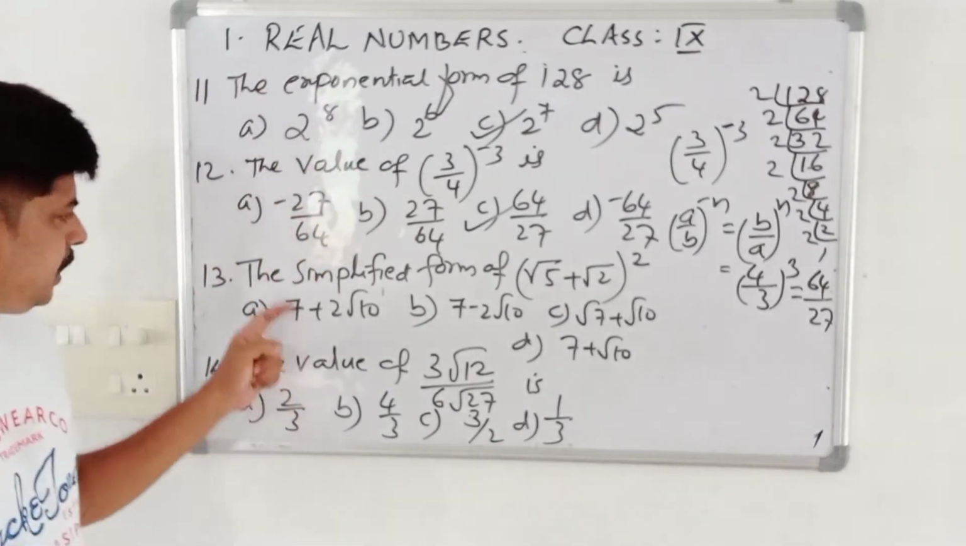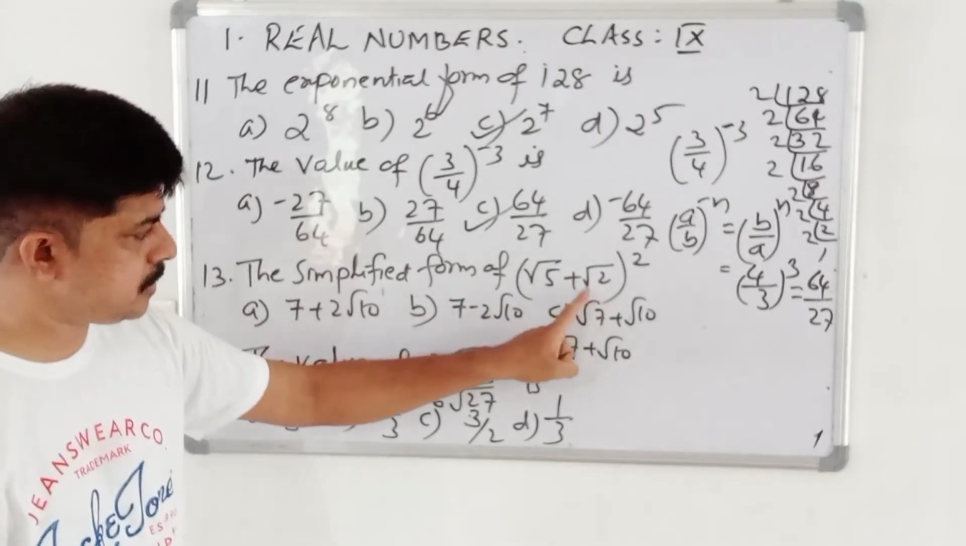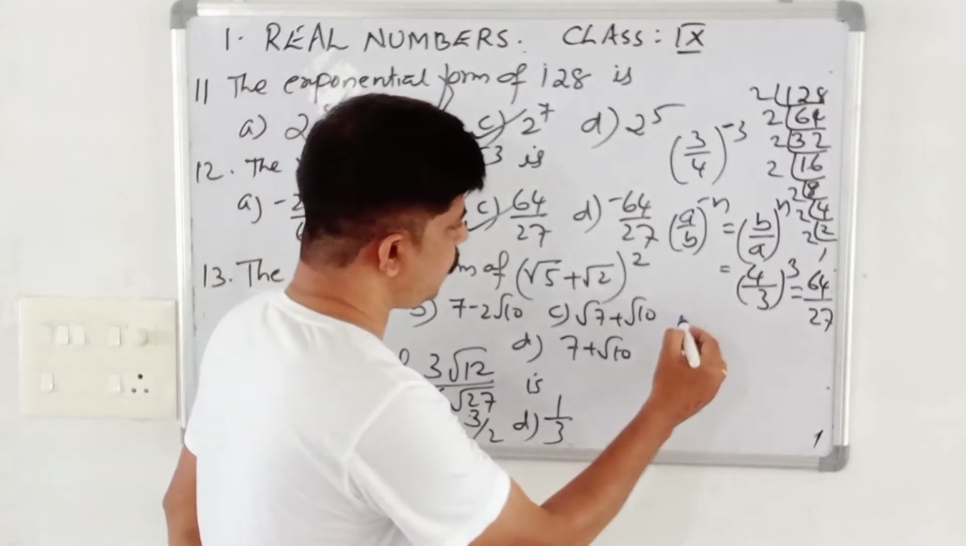Okay, moving to the next question. We have to simplify this binomial. These radicals, we have to simplify. We have (root 5 plus 2) whole square.